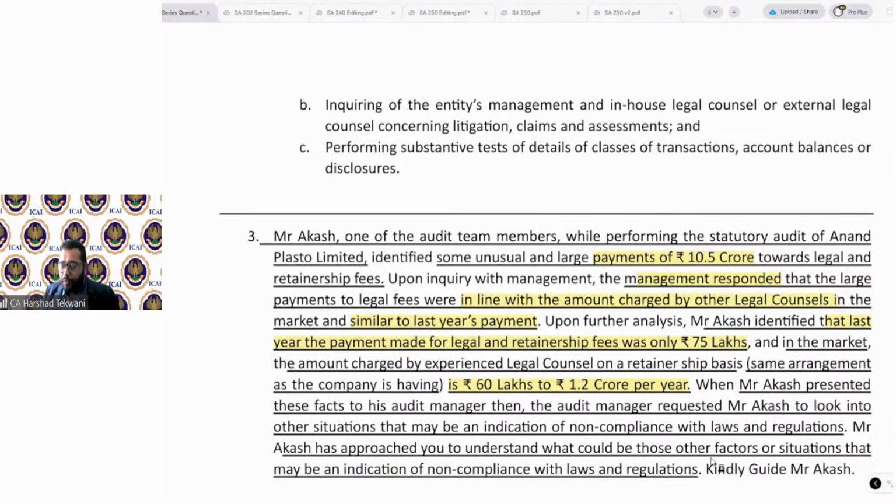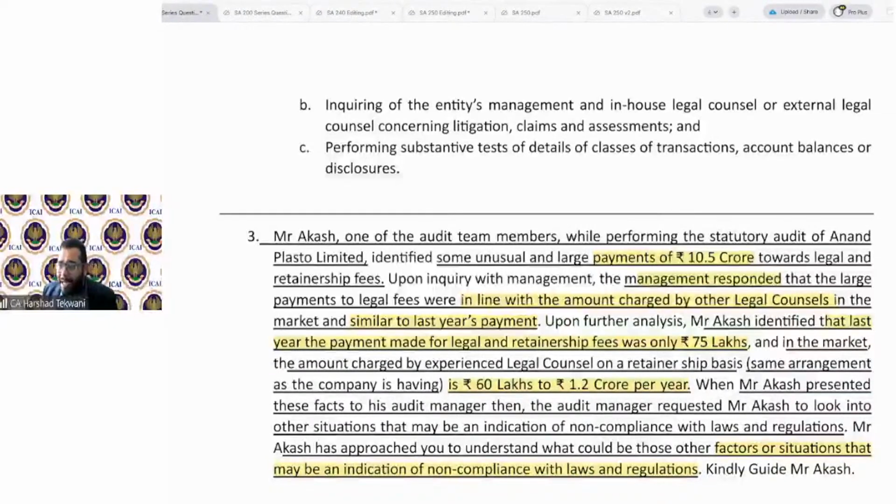Kindly guide Mr. Akash with respect to the factors or situations that may be an indication of non-compliance with laws and regulations. So you need to guide Mr. Akash with respect to certain factors that can be an indication of non-compliance, like this way: unusual or large payment to the retainership or legal fees. If you see unusual large payments, it means there is an indication of non-compliance. Otherwise, why would you pay to a legal?